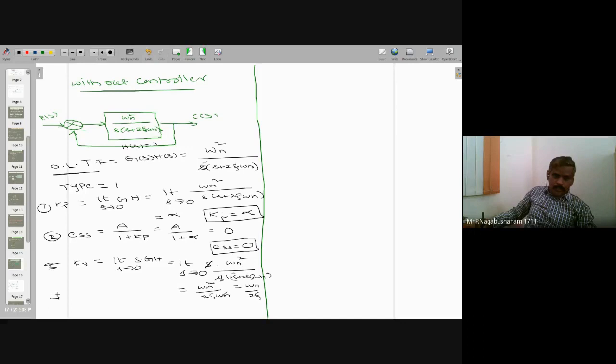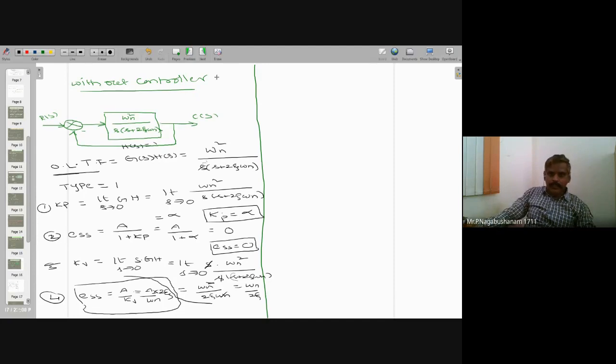Now, fourth one, what is the steady state error? ESS for ramp input is A by Kv. That equals A by omega n by 2 zeta. Check it out, the error is not 0. In this case, the error is not 0.